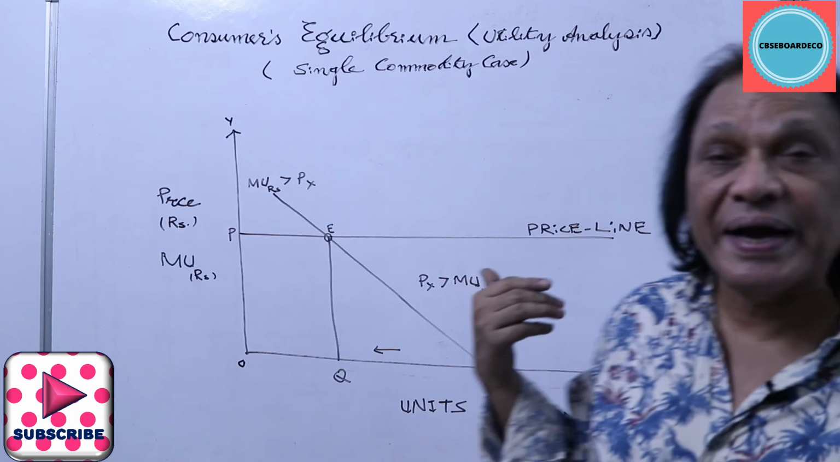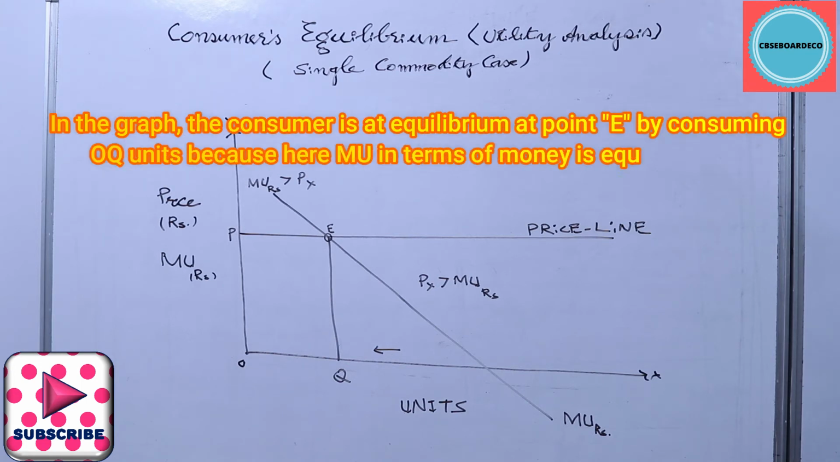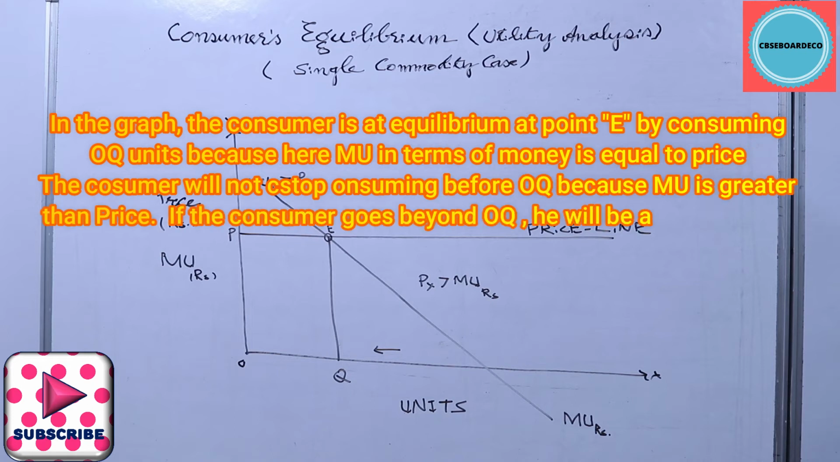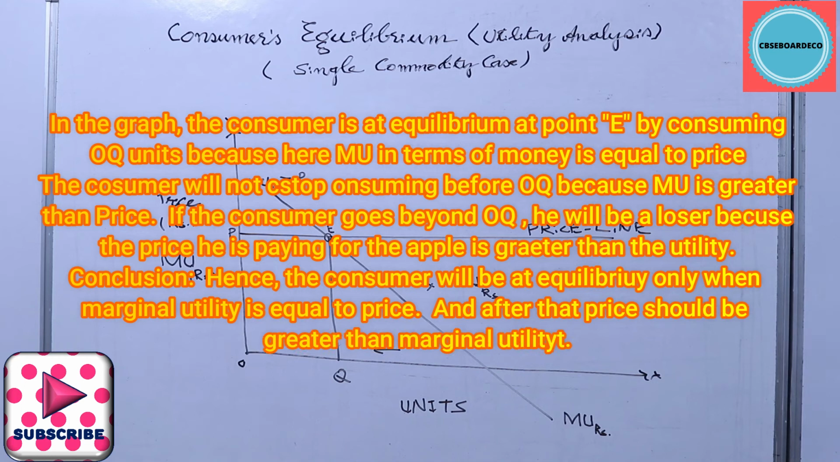Look at this graph carefully. Consumer's equilibrium, utility analysis, single commodity case. On the x-axis you have units consumed. On the y-axis we have taken the price of the commodity. Since price is constant, the price line is parallel to the x-axis. OP is the price, that is 2 rupees, as we took in the table. Whether you buy 1, 2, 3 or 4 units, the price will remain the same. It's constant. OP is the price line.